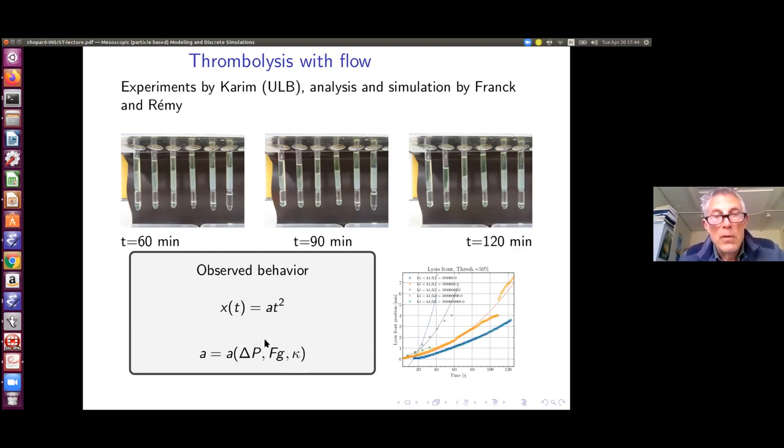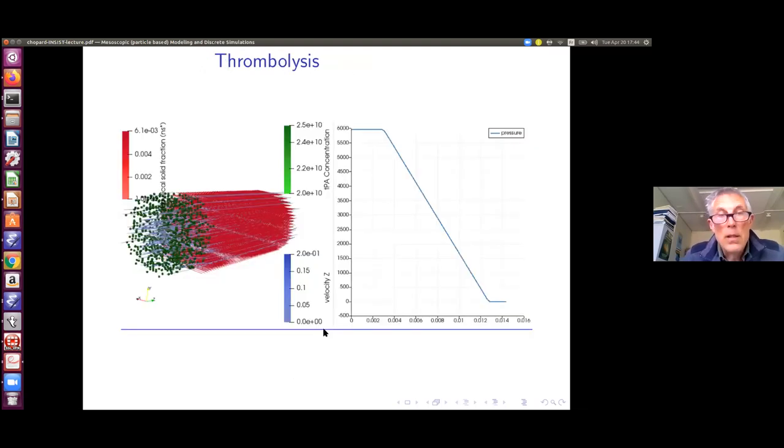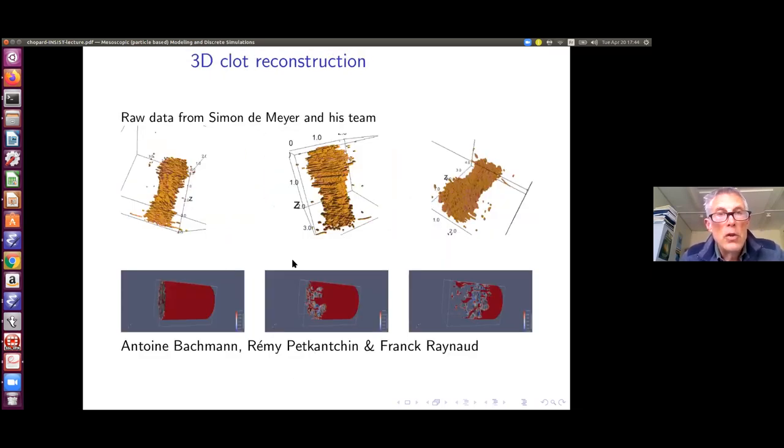Of course, we still have to work a little bit on these parameters and integrate that into the model that we've seen here. So this is ongoing work. And finally, I want to show you also some recent data. We had a bachelor student, Antoine Bachmann, who took many images from Simon de Meyer's team, which were pictures of clots extracted from thrombectomy. It was all these slices that you can see, given as pictures, and the challenge was to align them and rebuild the object in three dimensions.